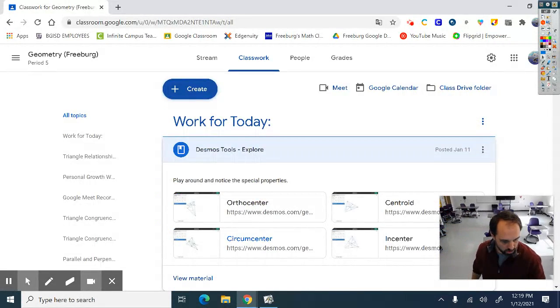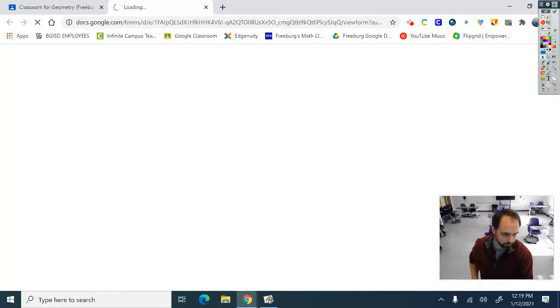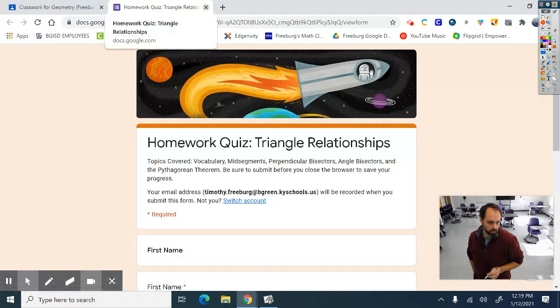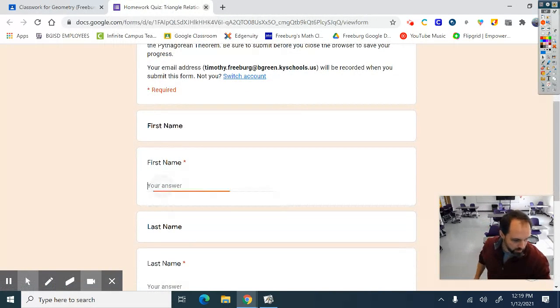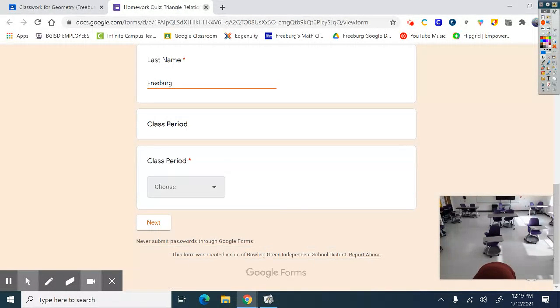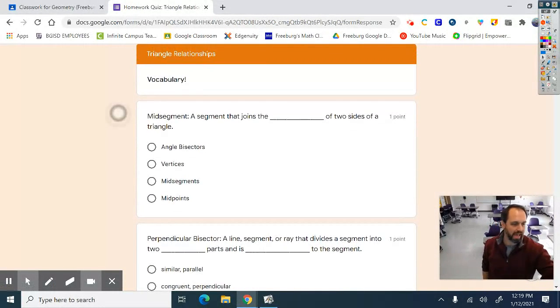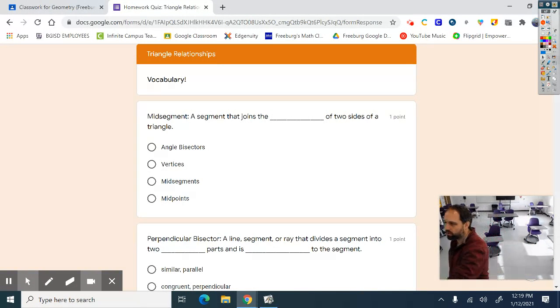But let's jump into the homework quiz underneath work for today. Homework quiz. As always, please make sure you throw your name in. The first section is just some vocabulary, and so use your notes or follow along with this.